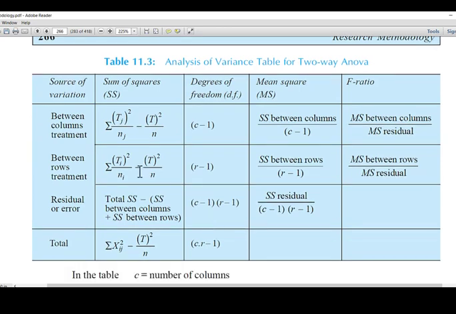structure of this ANOVA table for two-way ANOVA. Between columns treatment, sum of squares, those are calculated like this. In between rows treatment like this. Then residual error, that is calculated by this. Then total. Then degrees of freedom for between columns treatment, between rows treatment, for residual or error, then total. And the mean square is calculated like this. And F ratio is calculated like this.